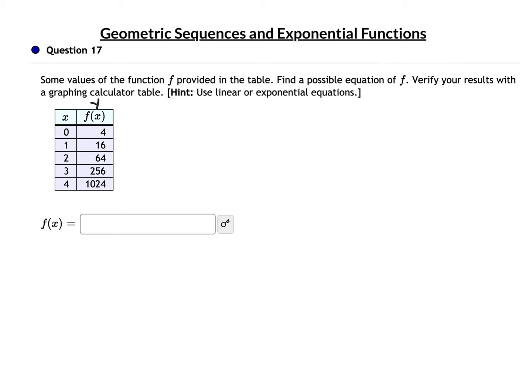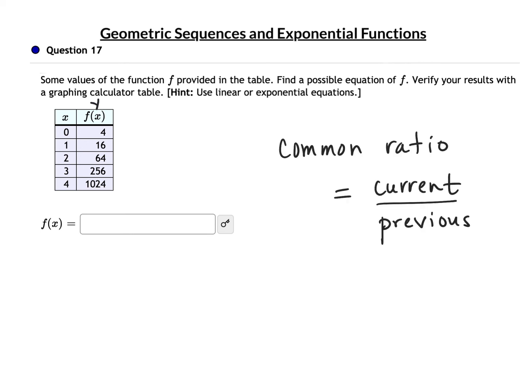Let's find the equation. Is it linear, first of all? Are you increasing by a constant? If you were, you'd be adding 12 here and you'd be adding 12 there. That does not appear to be the case. If it's exponential, then there's a common ratio. The common ratio is current divided by previous. 16 divided by 4 is 4. 64 divided by 16 is 4. 256 divided by 64 is 4. This thing is definitely exponential, and the common ratio is 4.